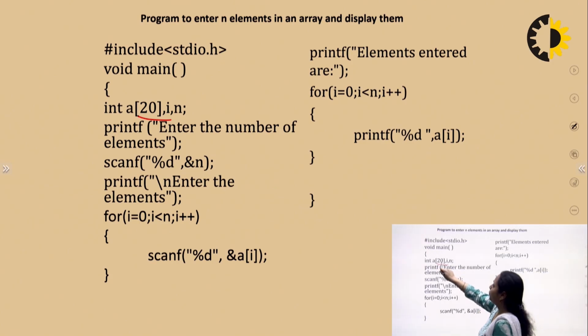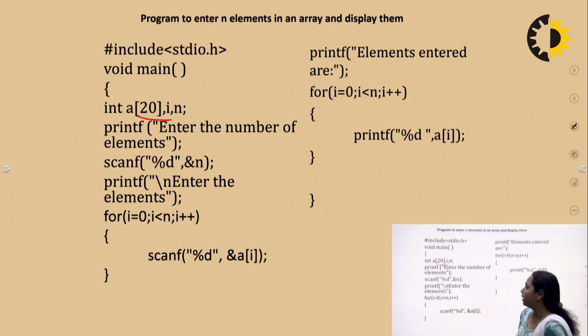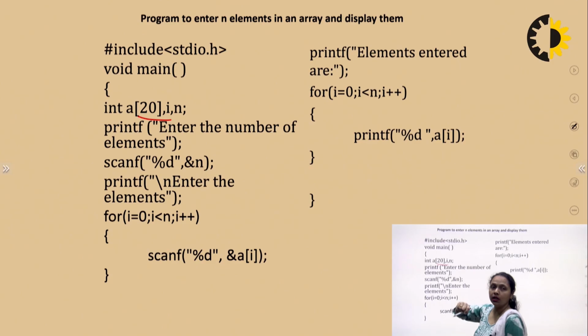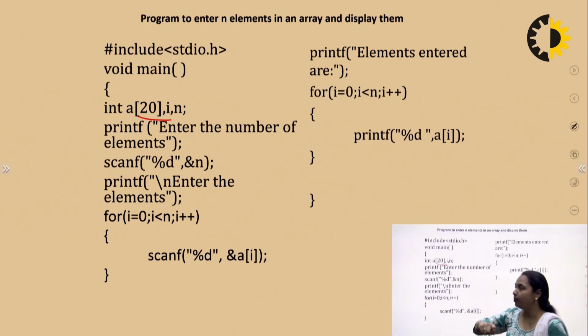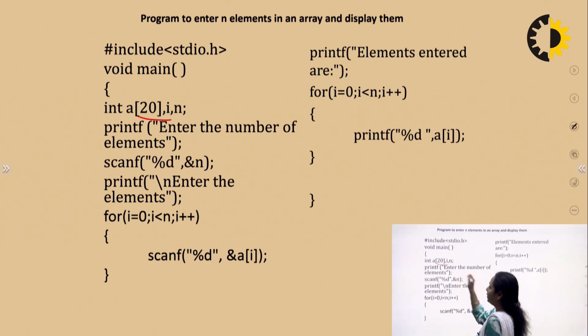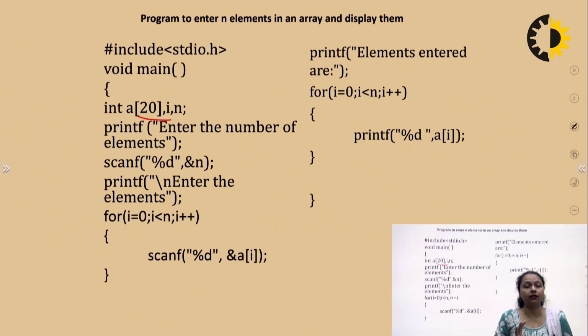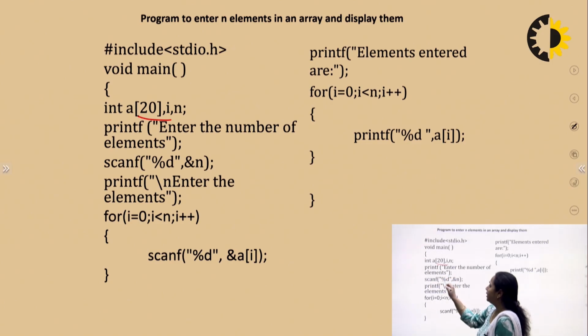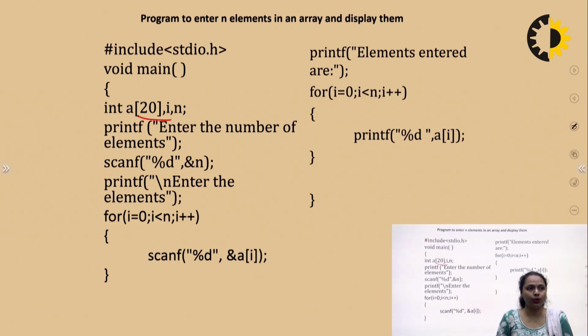First of all, the declaration statement is there. A is declared with 20 elements, that is the maximum number of elements it can store. i is for counting purposes, that is for the loop, and n is how many elements the user wants to enter. So first of all, the total number of elements which the user wants to enter is being asked, and it is being stored in n.